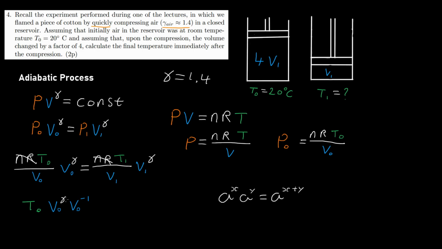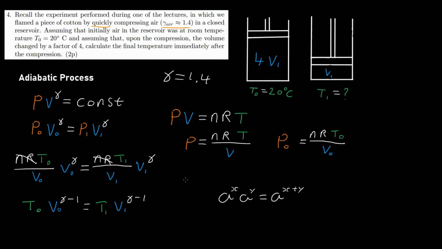So we can do the same thing over here. So instead we'll just add the powers, and this becomes gamma minus 1. And then we'll do the same on the other side, exactly the same. We have T1, and these two V's can just be simplified to V1 to the gamma minus 1.